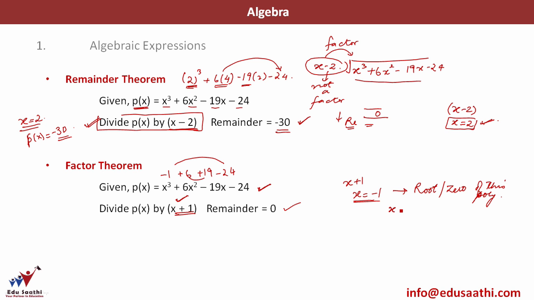So, if x is equal to a is giving me a remainder of 0, that means x minus a will be a factor of the given expression. Or if x minus a is a factor, x equal to a will be a root or a zero of the given polynomial.